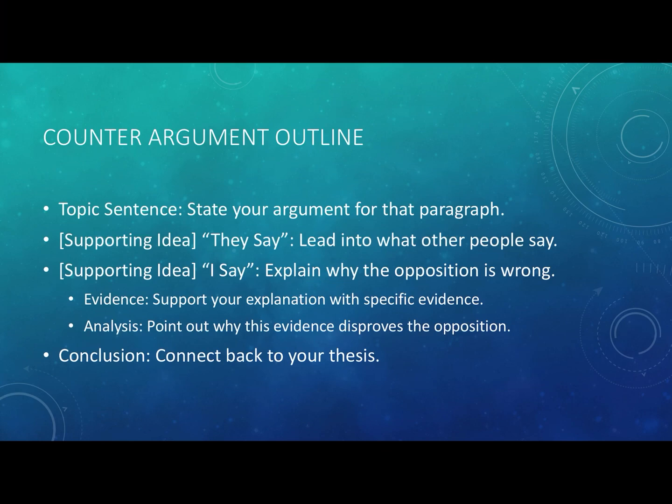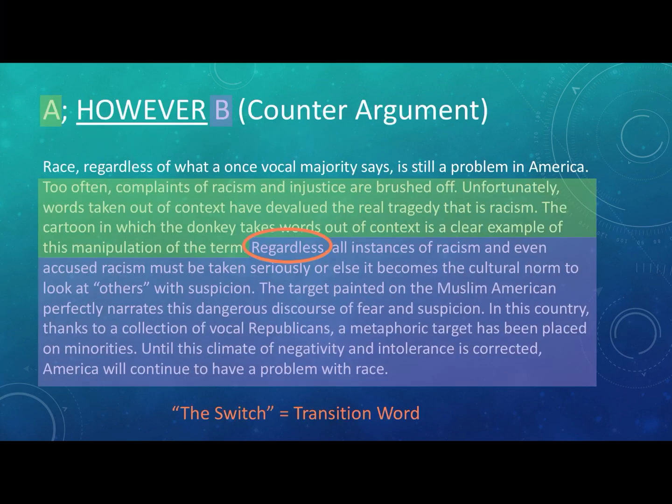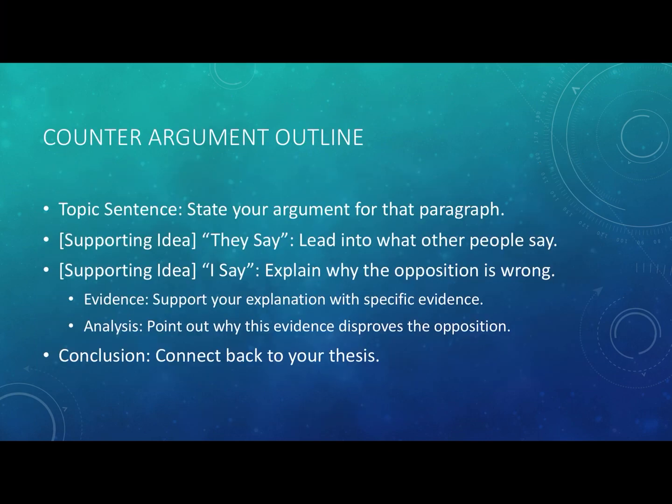One thing I would add is on the sample, remember we have that idea of the switch. When you move from the they say to I say, you need to have some sort of sentence, phrase, transition that kind of explains that you are moving away from what they say. So a common one is however, regardless, nonetheless. Those are all good ways to kind of signal a change in the argument and a change in the direction so that when you get to your I say, it's really clear. And that's where you're going to explain why that opposition is wrong.